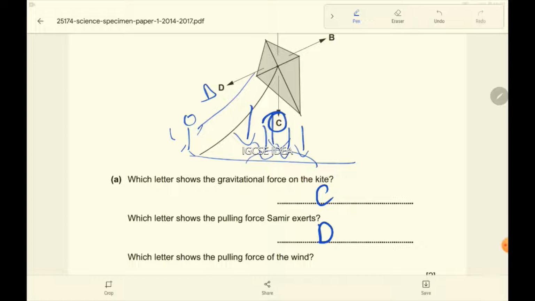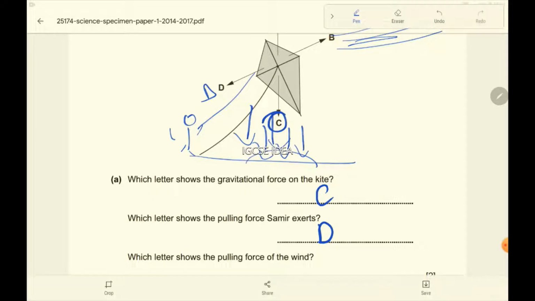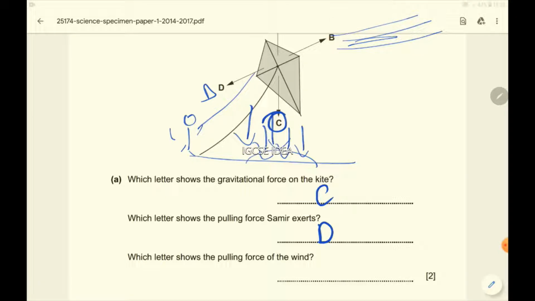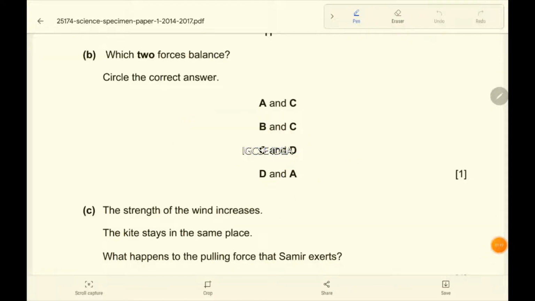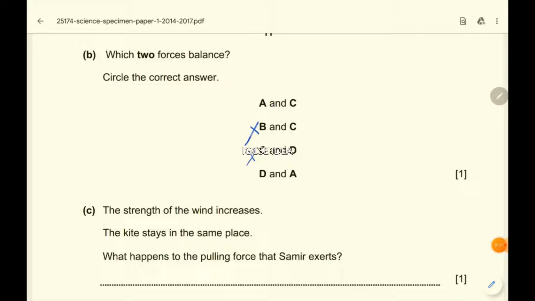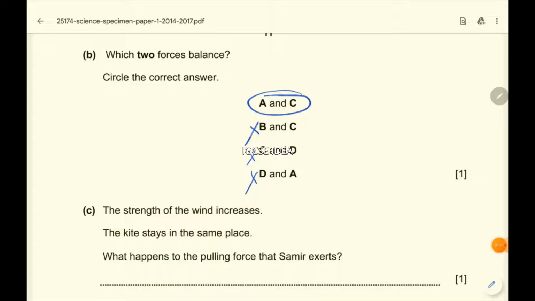Which letter shows the pulling force of the wind? Now, the wind is over here pulling the kite. So, it's letter B. Which two forces balance? Circle the correct answer. Now, it's not B and C, C and D, and D and A. It is definitely A and C.